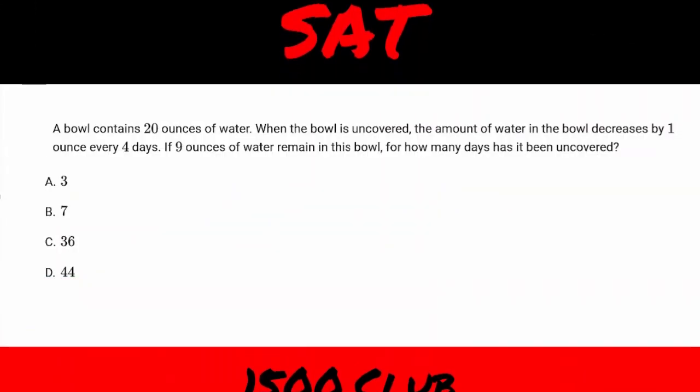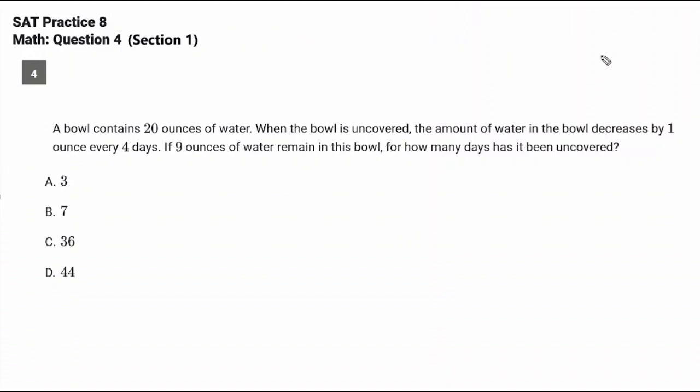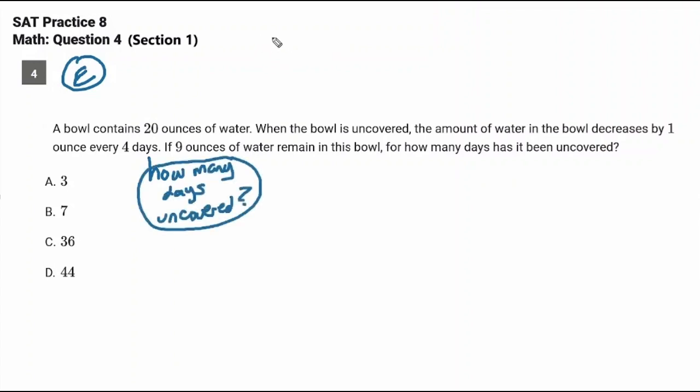We're on SAT Practice Test 8, Math Section 1, Question 4. Level of difficulty here is easy. It's very easy. A bowl contains 20 ounces of water. When the bowl is uncovered, the amount of water in the bowl decreases by 1 ounce every 4 days. If 9 ounces of water remain in this bowl, how many days has it been uncovered? So what are you looking for? How many days uncovered? Guys, this problem is a proportion with a very minor twist. Proportions are always the same on every SAT.